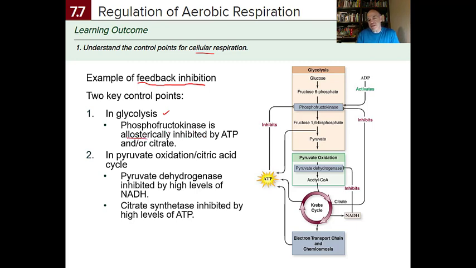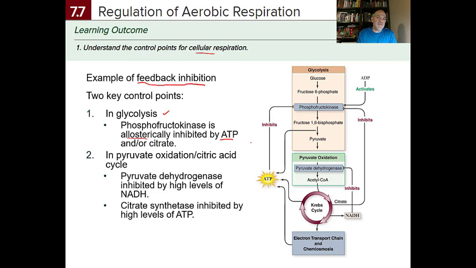Remember, allosteric enzymes have 2 conformations, and in this case, when in one conformation the enzyme is active and in the other it is not, so it's going to be inhibited. So it's sort of a negative feedback. It'll be inhibited when you have good amounts of ATP.